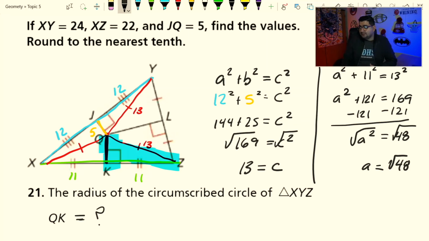If you want to round it, you can. I'm going to just leave it at that. Or you know what, why not? Let's go ahead and figure out what this is. The square root of 48 should be somewhere around 6.9. So hopefully now you're familiar with what a circumcenter is, how we can find it, and how we can use it.